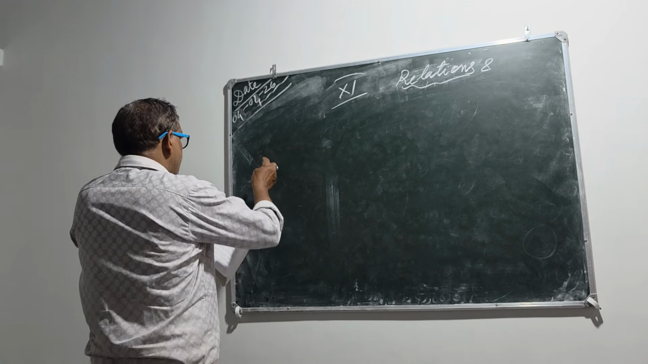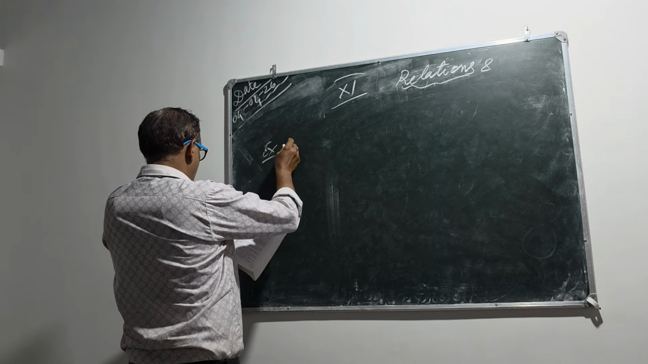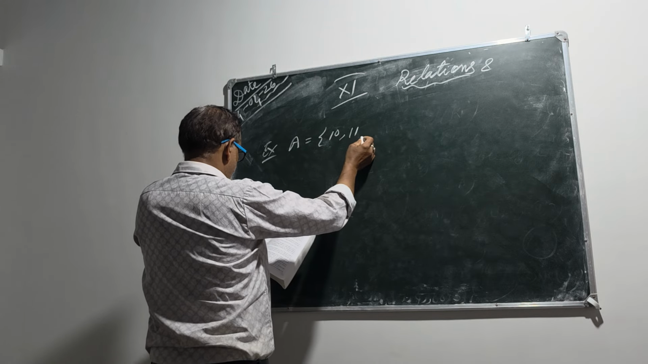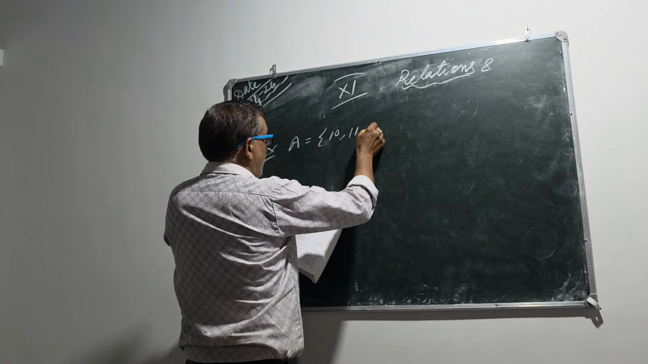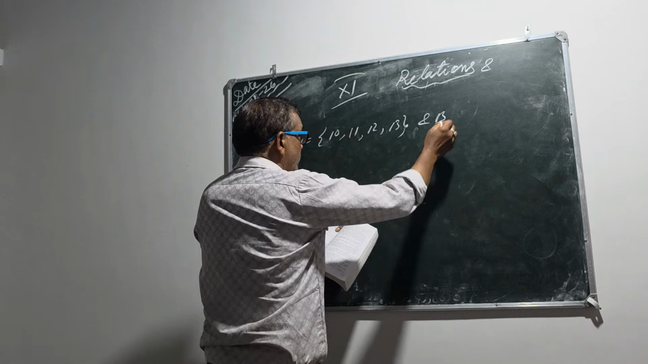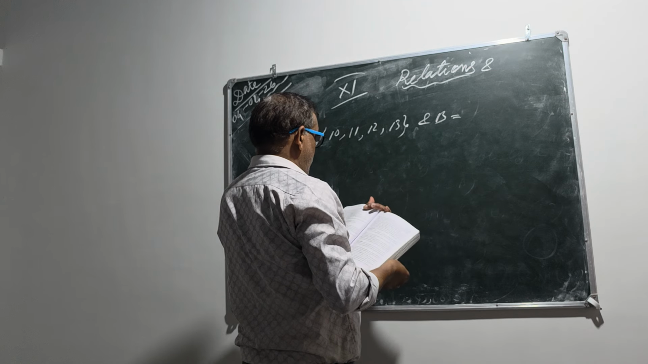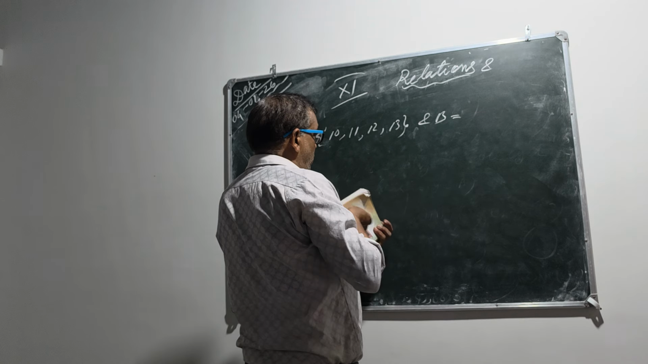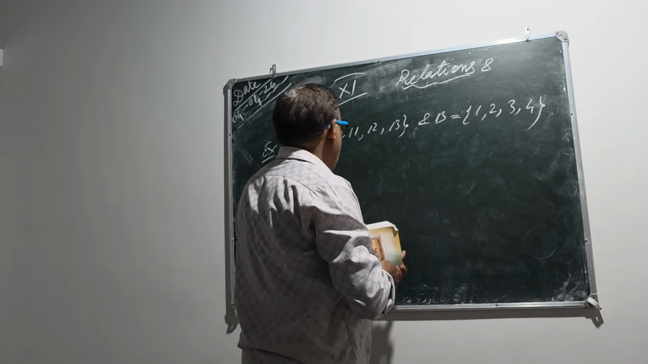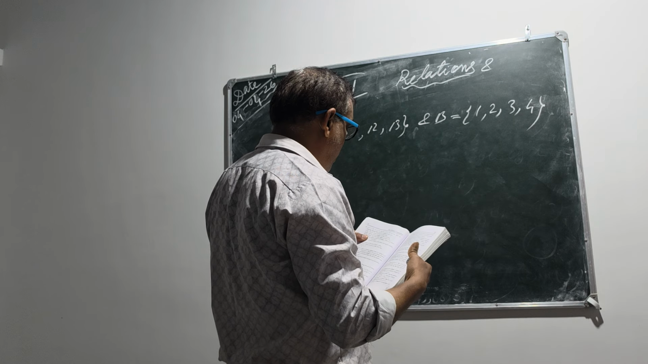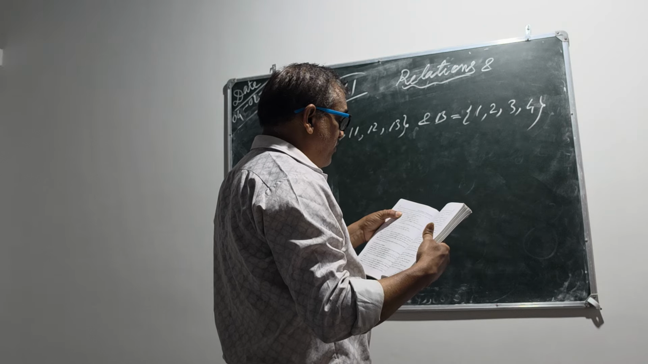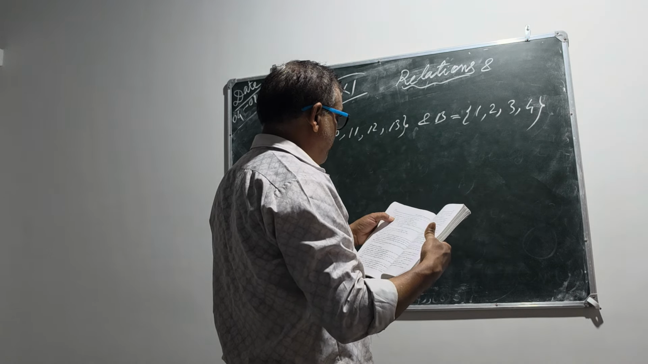Next question. Let A equal {10, 11, 12, 13} and B equal {1, 2, 3, 4}. Write the following relations from A to B as defined in each case.